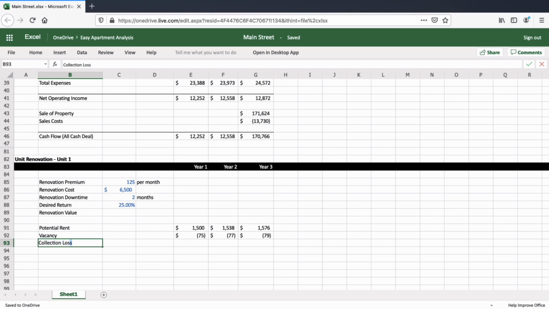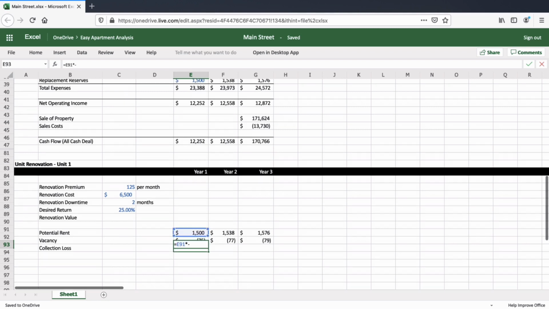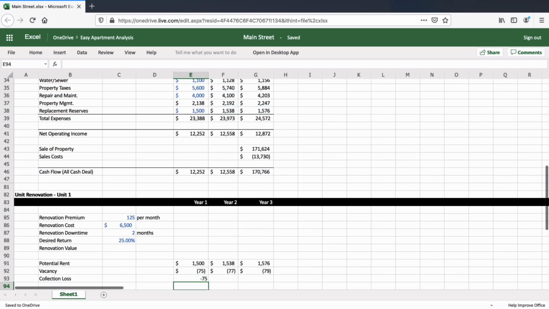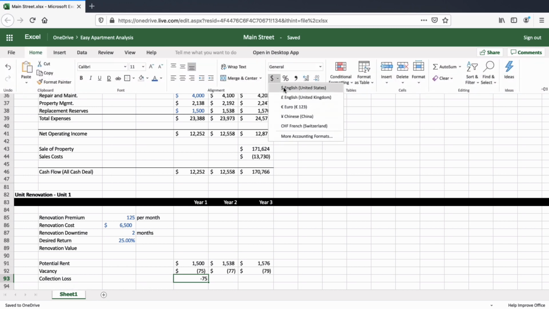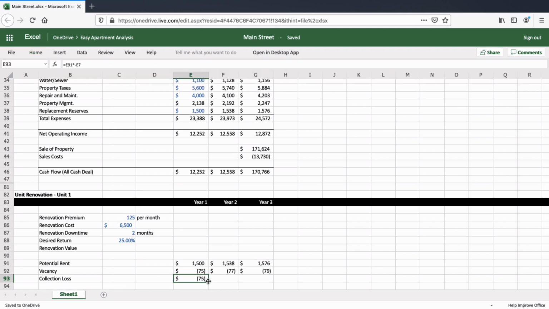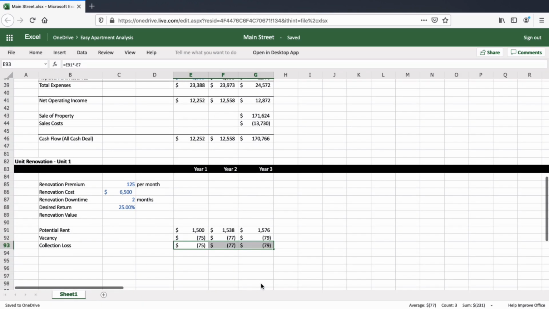Collection loss. The change in collection loss will be calculated the exact same way as vacancy, but using the collection loss number up here. Change this to a dollar amount. Get rid of the decimal places. Drag the formula across. And you have collection loss.